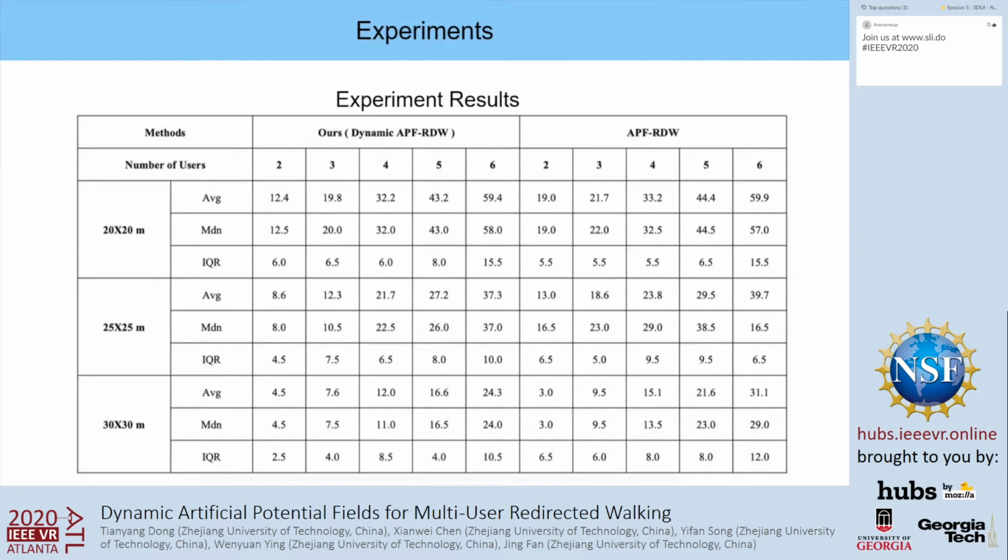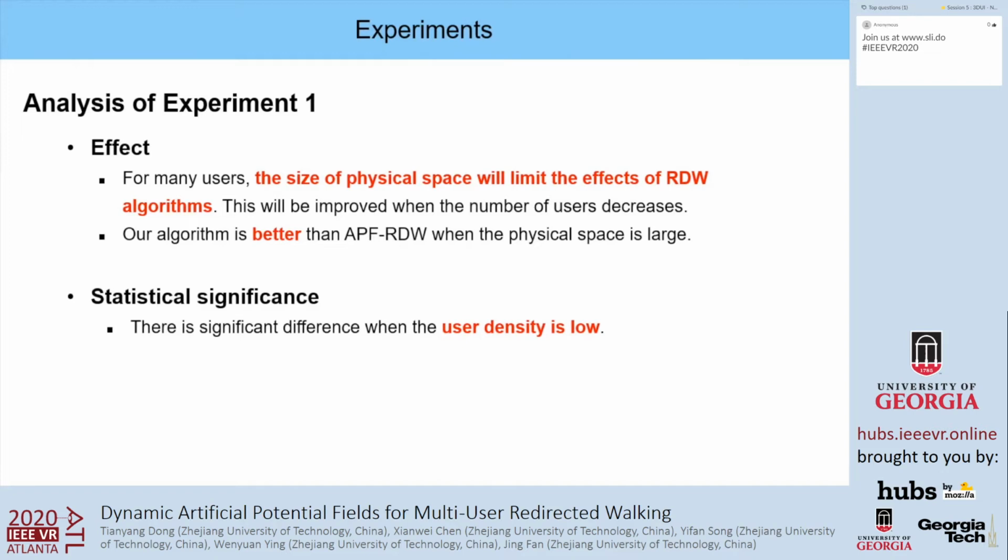As shown in the table, for many users, the size of physical space will limit the effects of redirected walking algorithms. This will be improved when the number of users decreases, and our algorithm is better than artificial potential fields redirected walking when the physical space is large. What's more, there is a significant difference when the user density is low.